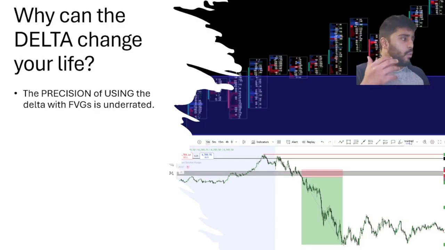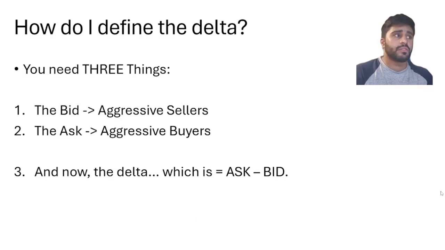This work, right? So why can the delta quite literally change your life? The delta is basically the colors you see inside of the candles. We define the delta as the ask minus the bid. If we look carefully in these candles, what you can see is blue and red. Now, all you need to do is read the delta inside fair value gaps to catch bullish trades and to catch bearish trades. And this is what we're going to go over in this video.